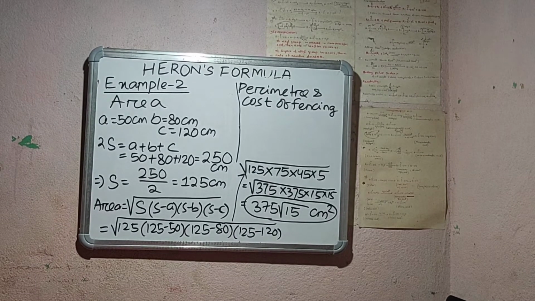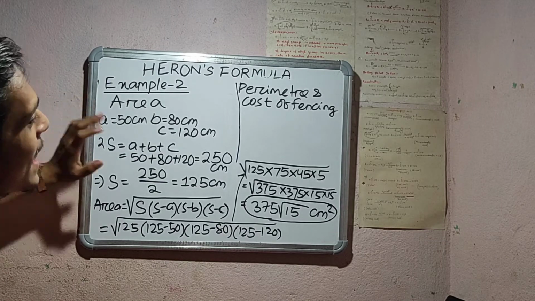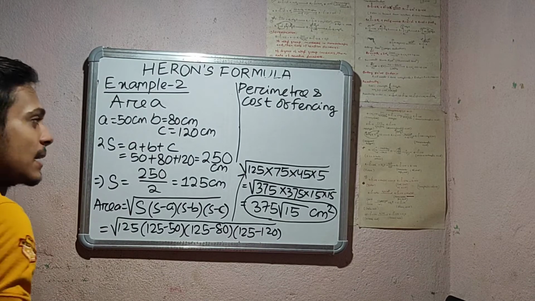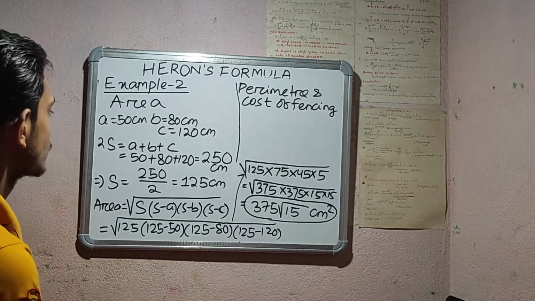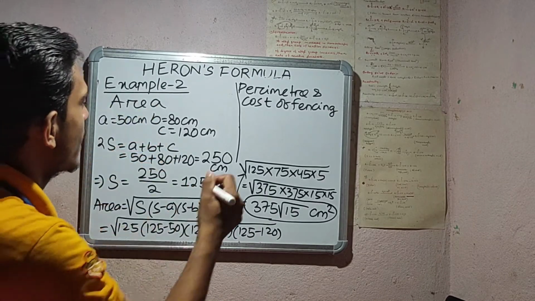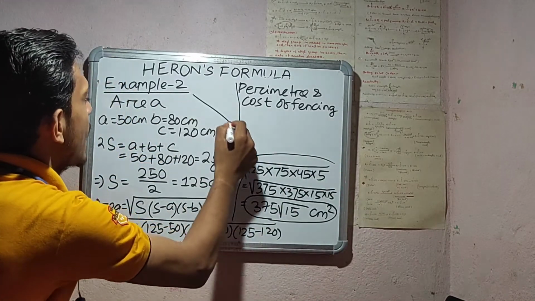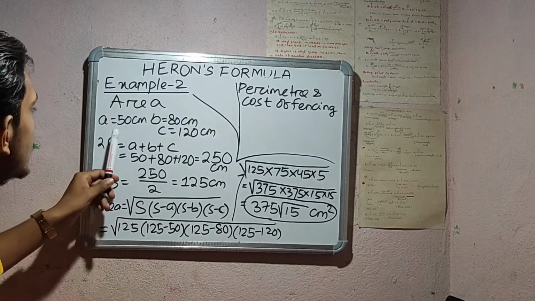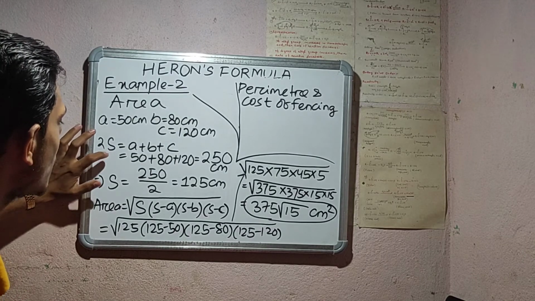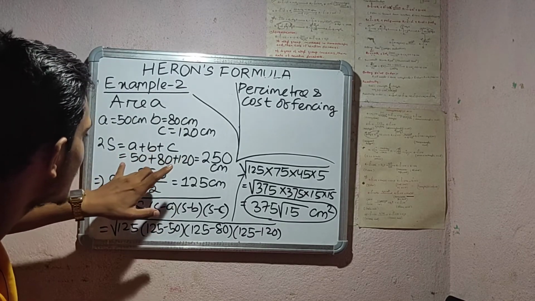Here is the solution of example 2. The question has two parts. One is the area part, and the other is the perimeter and cost of fencing part. To find the area we have a, b, c, and then 2s, that is a plus b plus c, which is your perimeter.